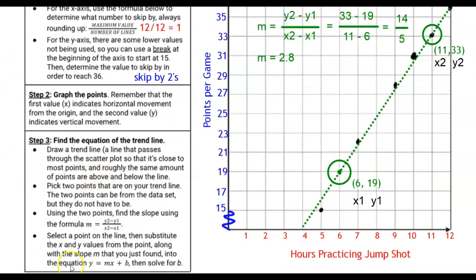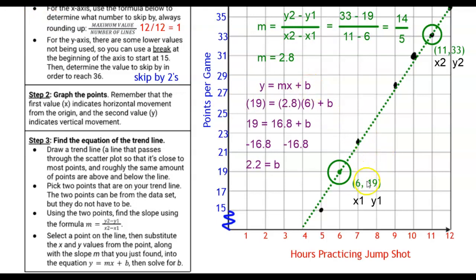Speaking of that, it says, as the next step, select the point on the line, then substitute the x and y values from the point, along with the slope, into the equation y equals mx plus b, then solve for b. I need to find the y-intercept. So here's my m. I'm going to write out y equals mx plus b. So here's my equation, y equals mx plus b.